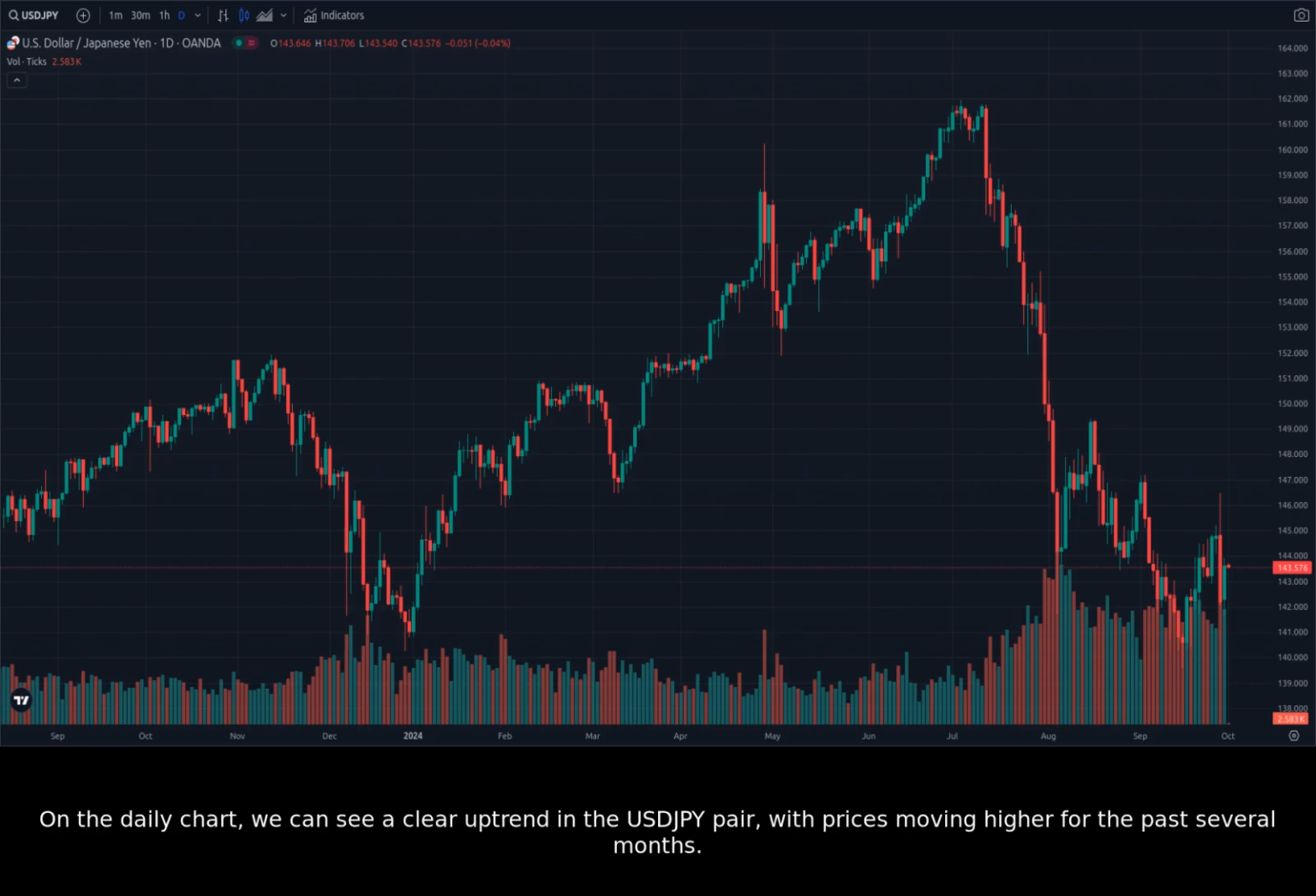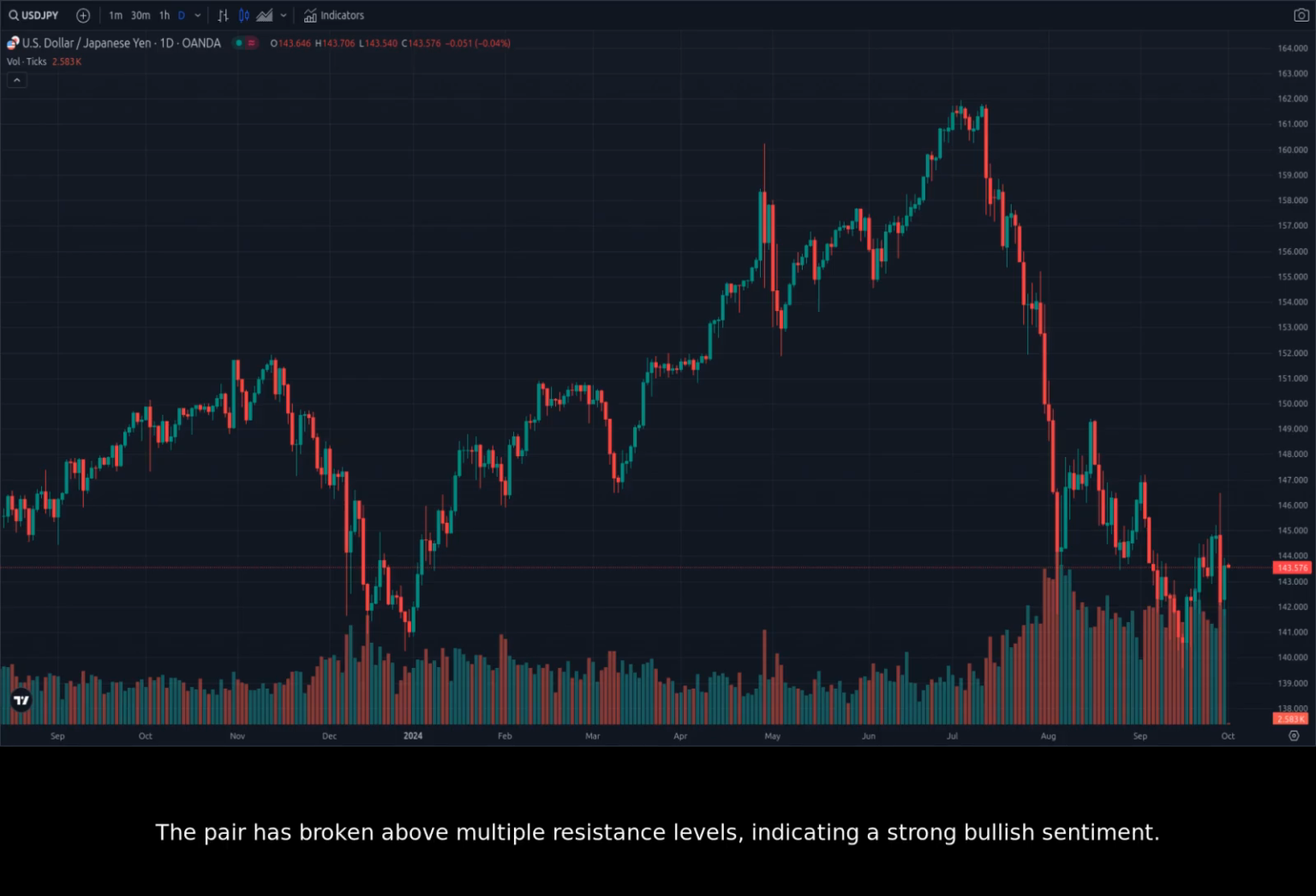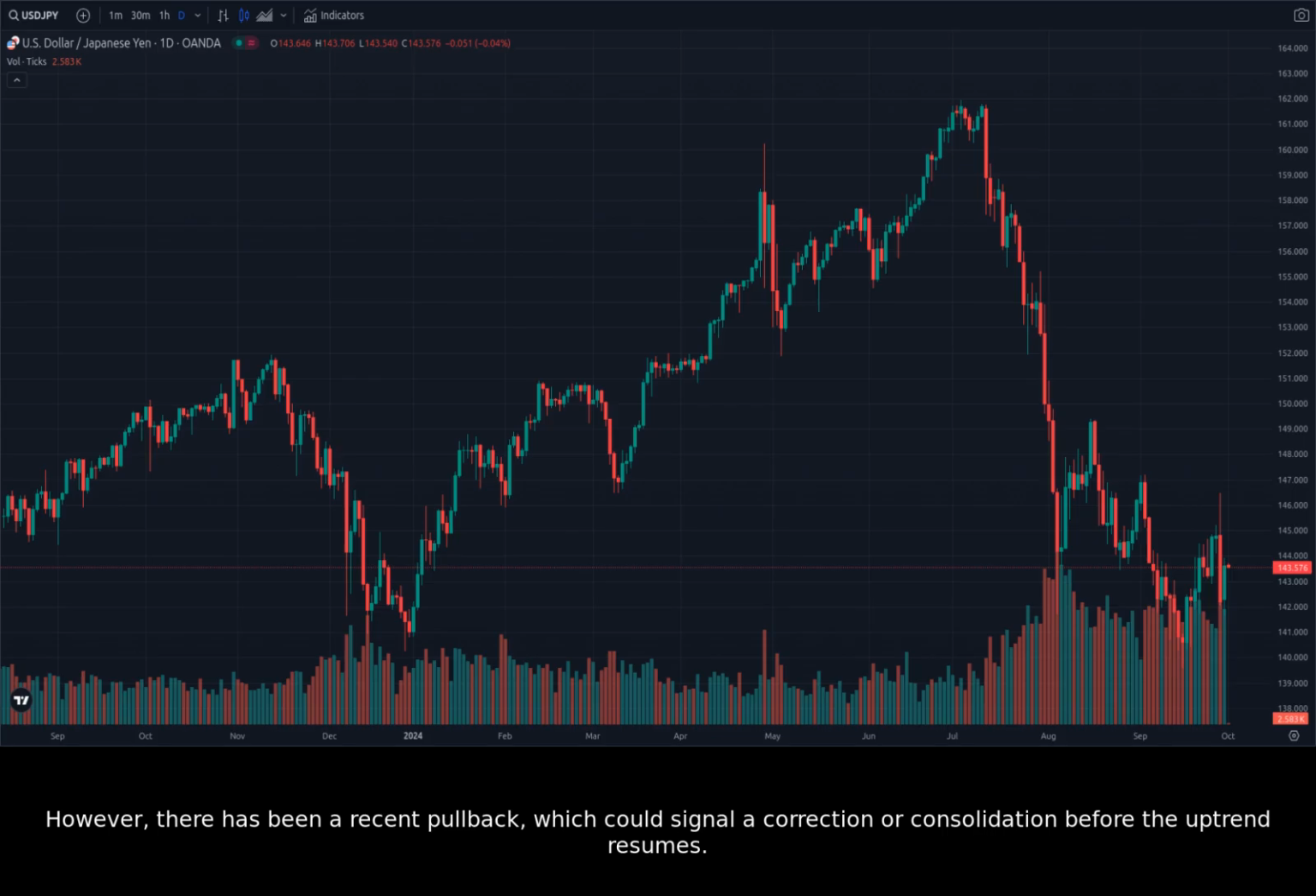On the daily chart, we can see a clear uptrend in the USDJPY pair, with prices moving higher for the past several months. The pair has broken above multiple resistance levels, indicating a strong bullish sentiment. However, there has been a recent pullback which could signal a correction or consolidation before the uptrend resumes.